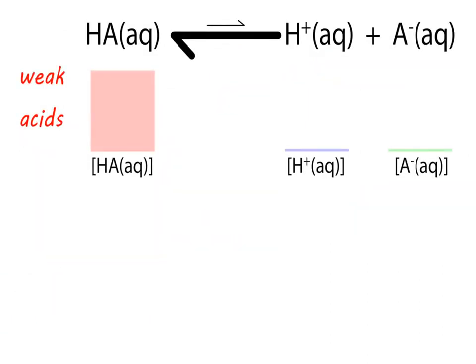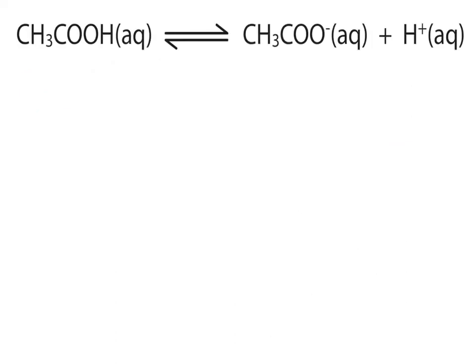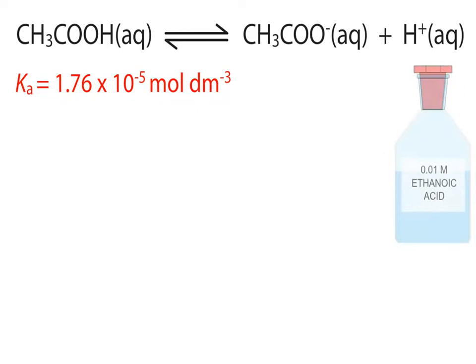When working with weak acids, because they do not fully dissociate into ions, the situation is more complicated, and this is where Ka values are useful. We can use the equilibrium law to calculate the hydrogen ion concentration and consequently the pH, provided we know the concentration of the acid and its Ka value. Let's look at ethanoic acid. The Ka at 25 degrees C is 1.76 times 10 to the minus 5 moles per decimeter cubed, and we need to find the pH of a 0.01 mole per decimeter cubed solution.